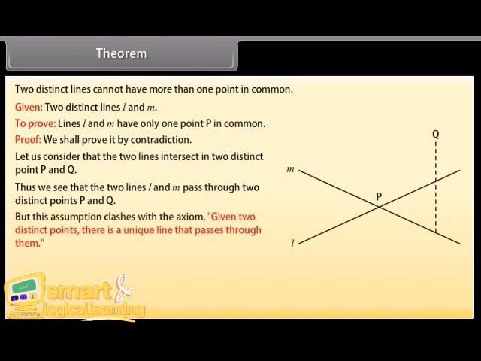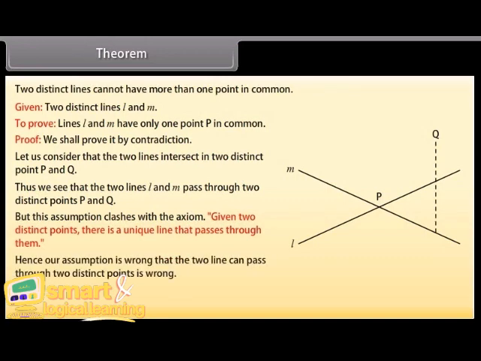But this assumption clashes with the axiom: given two distinct points, there is a unique line that passes through them. Hence, our assumption that the two lines can pass through two distinct points is wrong. Hence, two distinct lines cannot have more than one point in common.